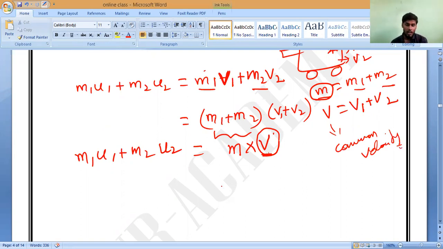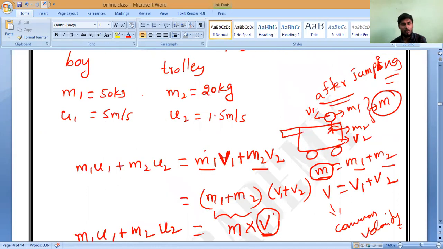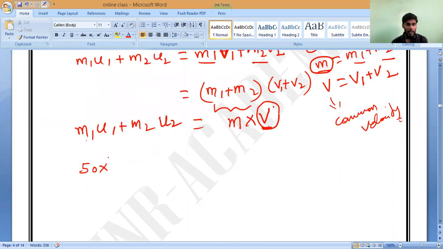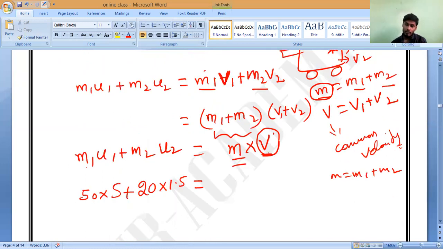Now you substitute the values. M1 is equal to 50, U1 is equal to 5 meters per second, plus M2 is equal to 20 kg, U2 is equal to 1.5. After jumping, what is the together mass? M is equal to M1 plus M2, which is 50 plus 20, 70 kg. So 70 into V is the common velocity.